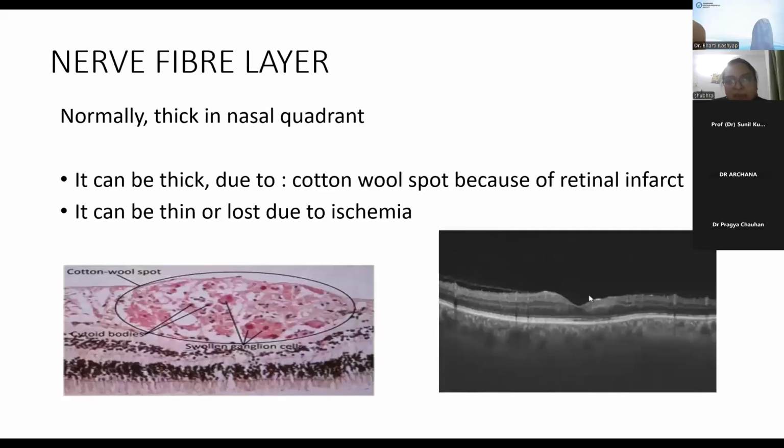Next, coming to the nerve fiber layer. As I mentioned, the first hyperreflective layer in the retinal OCT is the nerve fiber layer. And normally it is thick in the nasal quadrant. This is very important to note because that's how you identify where the disc is, and that's how you identify which eye the OCT belongs to, which will be helpful in the exams. Now the nerve fiber layer can be thick due to cotton wool spots, because as we know, cotton wool spots are axonal infarcts which occur in the nerve fiber layer, or it can be thin or lost due to ischemia like we have in vein occlusions.